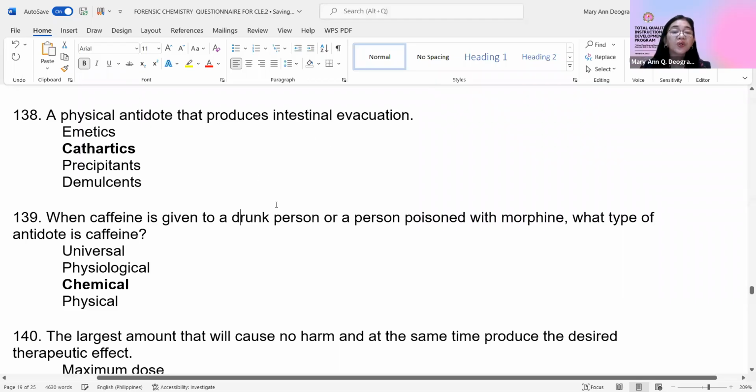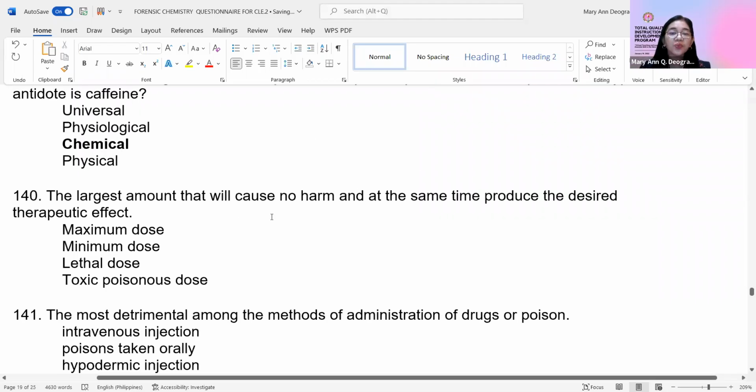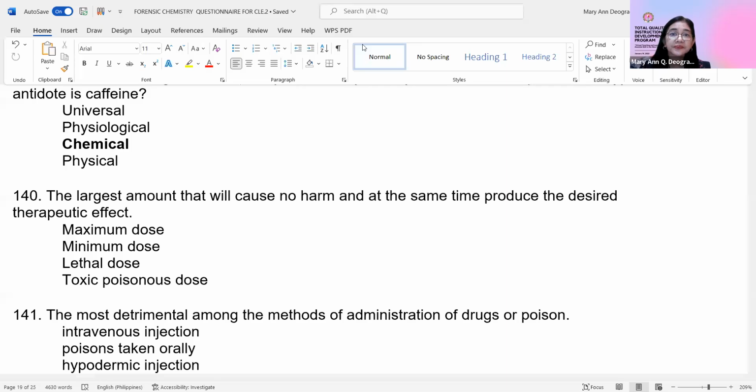The largest amount, alin dito, that will cause no harm, no harm, so hindi kasama si lethal yan, lethal, nakamamatay yan eh. Toxic, so alin dito sa dalawa, largest, so it's the, is it maximum, minimum? Okay, maximum, largest eh. Okay, so maximum.